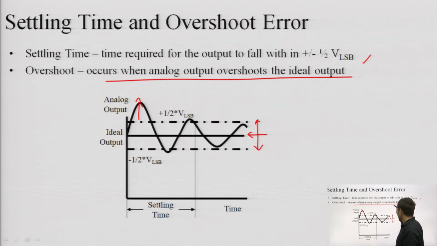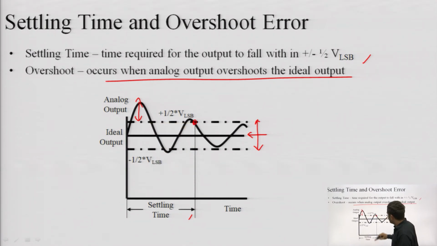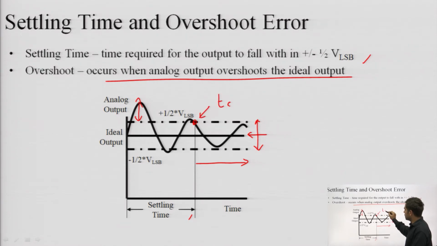So anything above that will be considered as overshoot, as we have mentioned here. Till that time it is considered settling time, because from this point onwards the output is within plus minus half of LSB. So from here onwards the output is plus minus half of LSB. That's why this point in time is termed as TS, settling time.